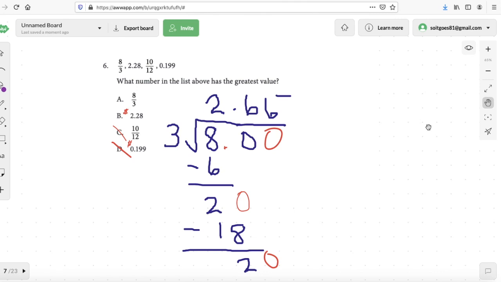But once you got 2.6, you don't have to do this 12 times or anything like that. Once you get 2.6, 2.6 is bigger than 2.28. So A is the right answer. So it's got to be A.